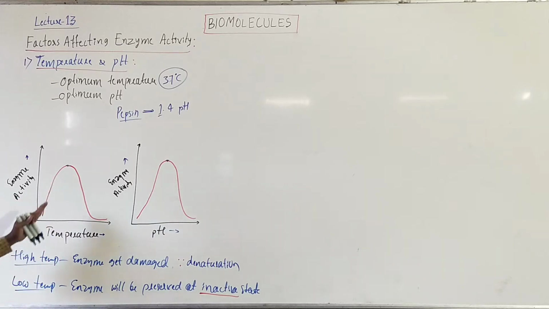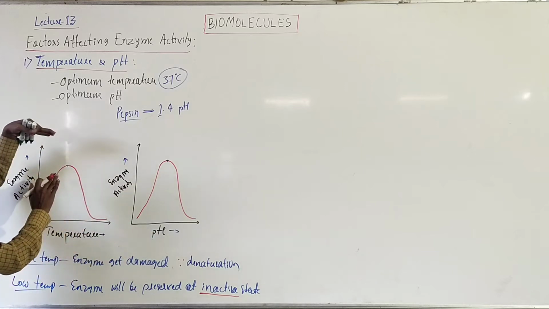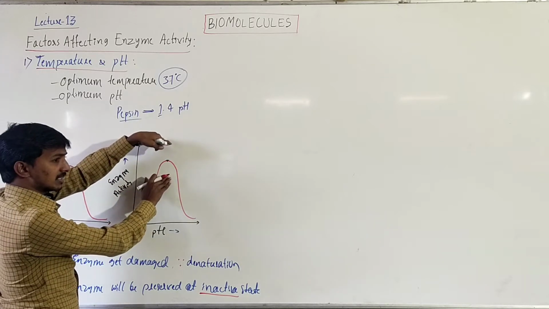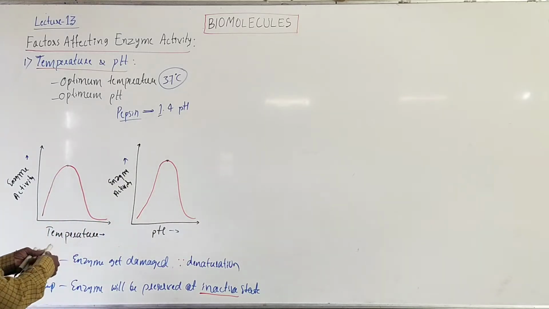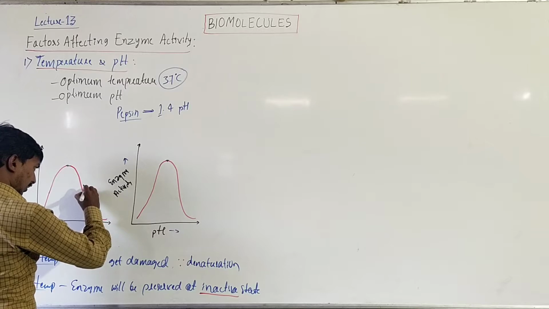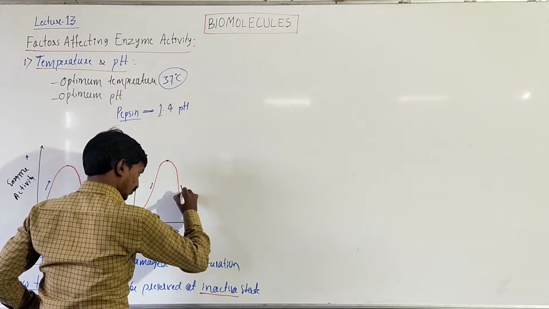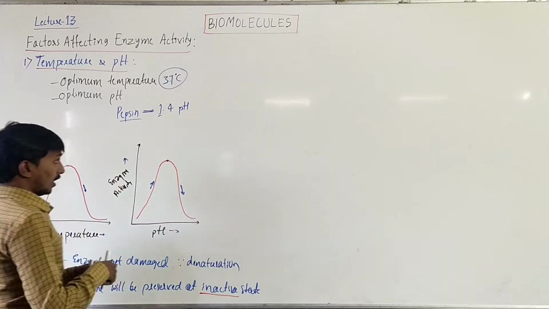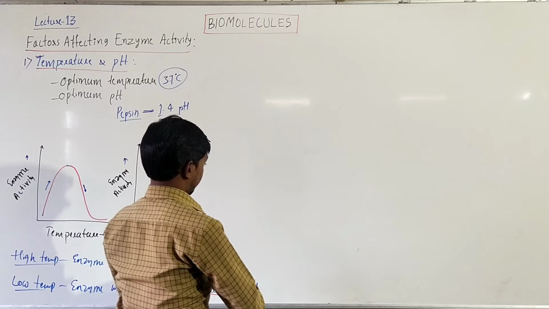Initially the activity increases when temperature increases and pH increases, and when temperature reaches the limit and pH reaches the limit, the enzyme activity slowly declines towards the minimal value. Okay, that's how we can study the effect of temperature and pH on the enzyme activity.